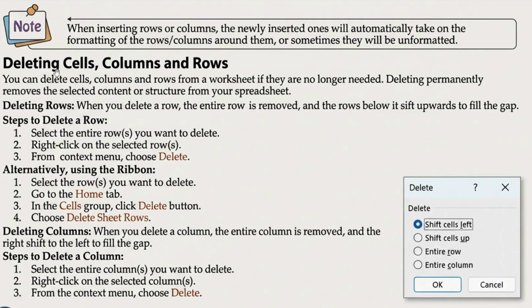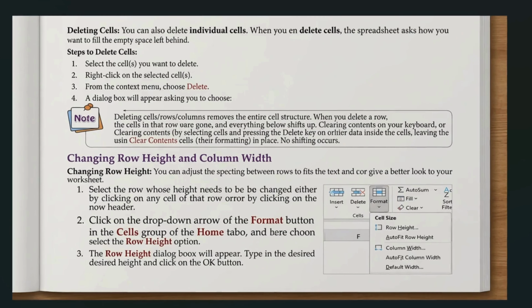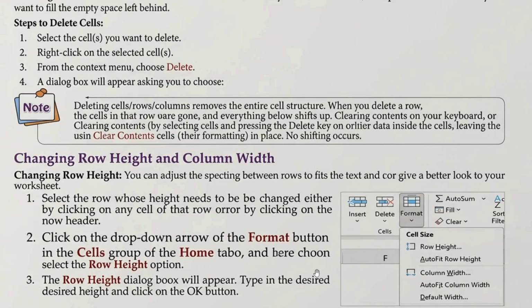Here we have the steps for deleting cell, column and rows. This we have already done. I'll show you one more time. And after this, we have the other thing, that is about changing the row height and the column width. That I'll show you how to do in the Excel.